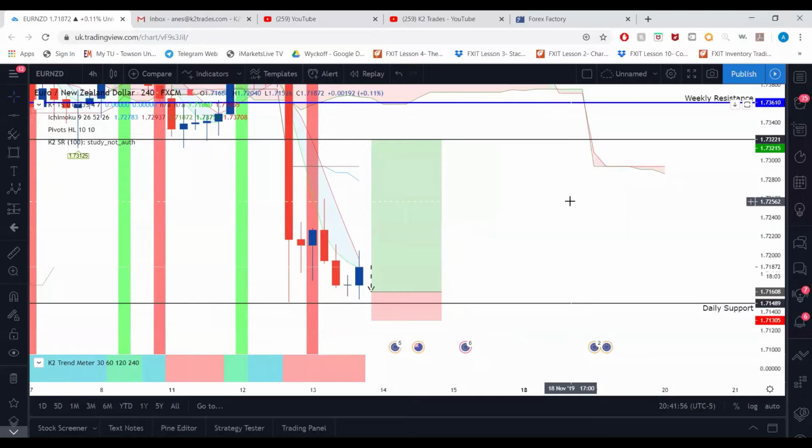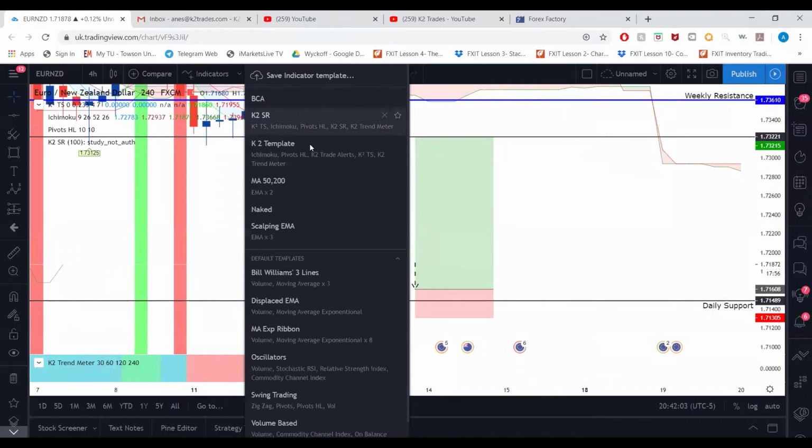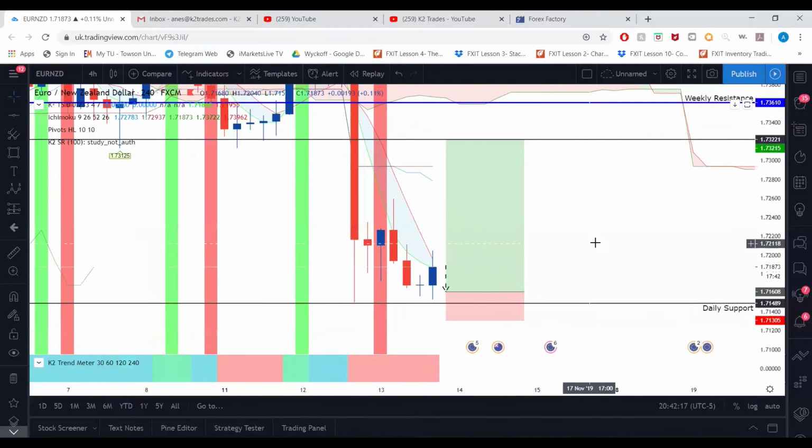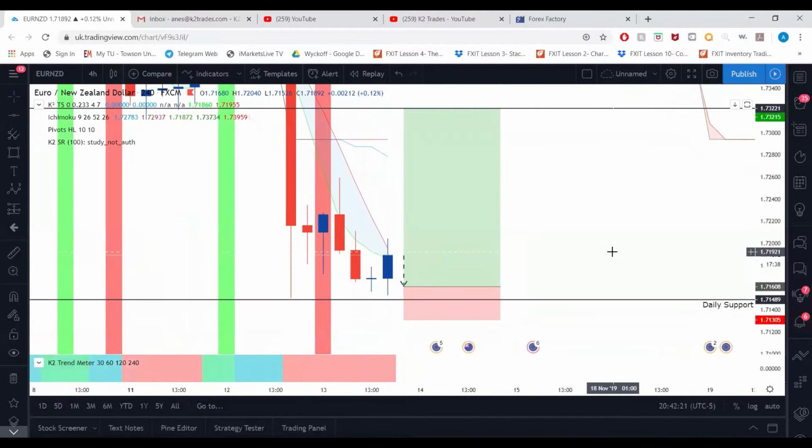Thanks for that. In addition, which K2 indicator is most helpful to you? I mean, as you see here, my templates, I have naked, which I call it naked because that's how I like to analyze without any indicators first. You know, how I was showing you guys, and then I add K2 for additional confirmations. I cannot tell you which one.